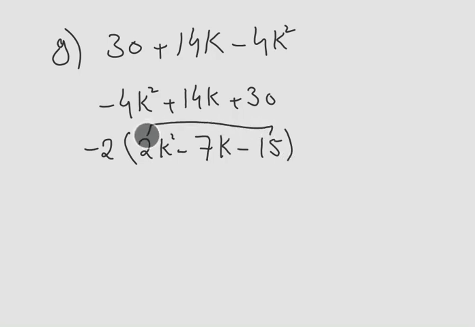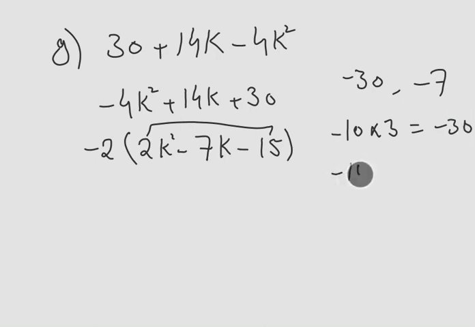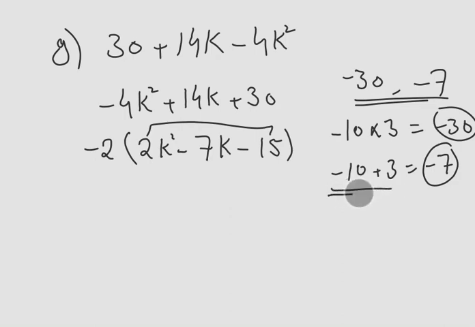Now 15 multiplied by 2 is 30. So minus 15 multiplied by 2 is minus 30. And the middle term is minus 7. So find two numbers whose multiplication gives us minus 30 and whose addition or subtraction gives us minus 7. So the numbers are minus 10 multiplied by 3. So this is equal to minus 30, and minus 10 plus 3 equals minus 7. So minus 7 and minus 30 are the odd numbers. So we will split minus 7 into minus 10 plus 3. So minus 2 into 2k square minus 10k plus 3k and minus 15.